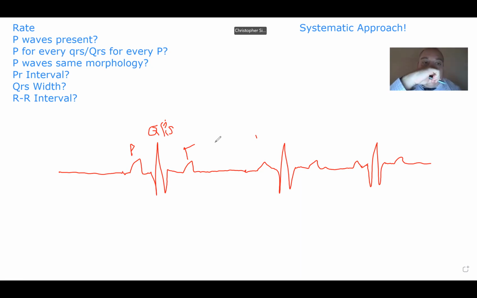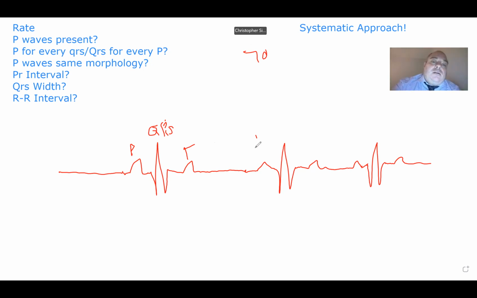All right, so if I told you that this rate was 70, okay, we're gonna say this rate is 70. And how do we calculate the rate? Well, this goes back to the method which we talked about on the previous lecture about determining rate. You can use the 6-second method, you can use the 300 method, you can use the 1500 method. It doesn't really matter as long as you get the appropriate rate. So if this rate is 70, the next question I'm gonna ask myself is, are P waves present?